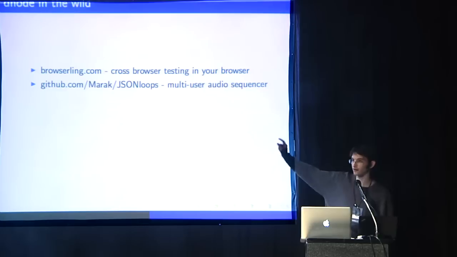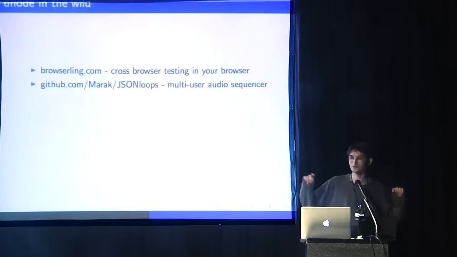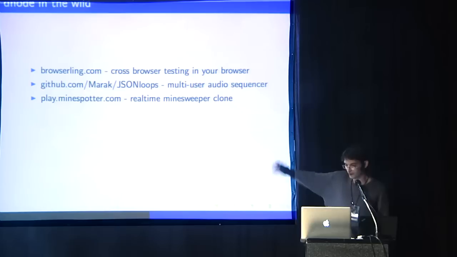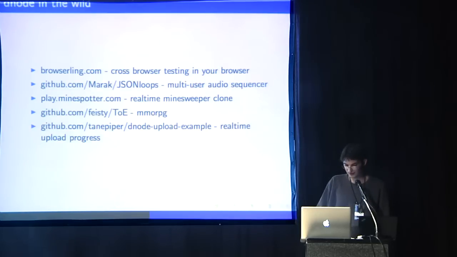Another awesome thing that Marak over here and his buddies at Nodejitsu wrote up was JSON Loops. It's this awesome sequencer thing that we might or may not use here in a bit. And crazy games and upload progress bars.